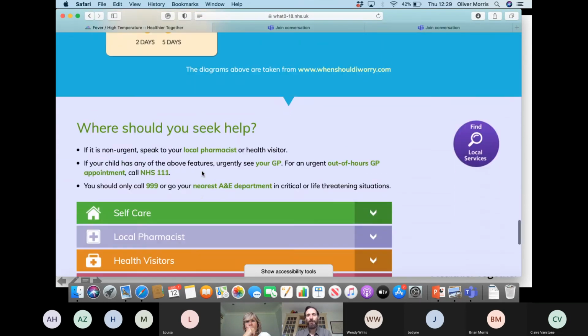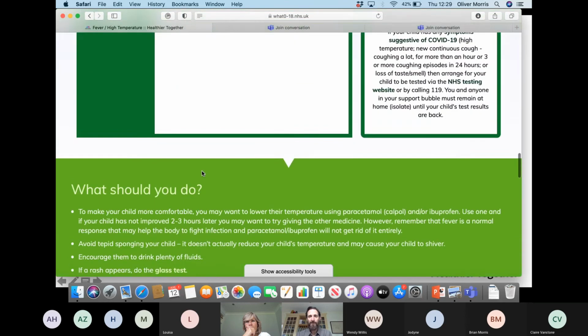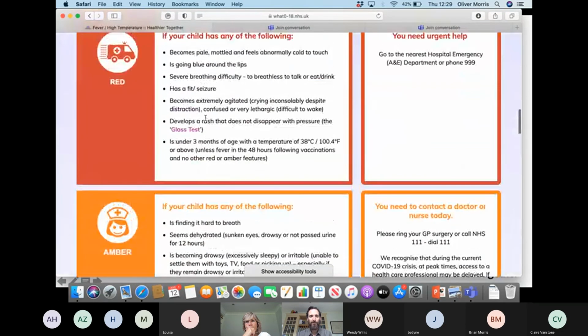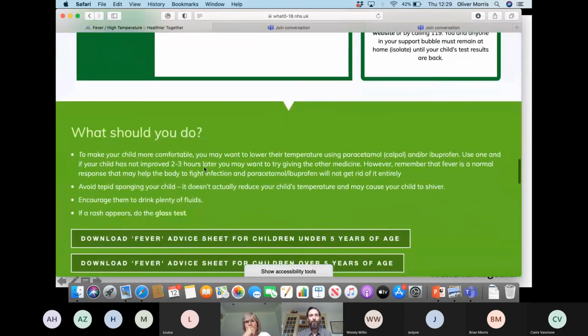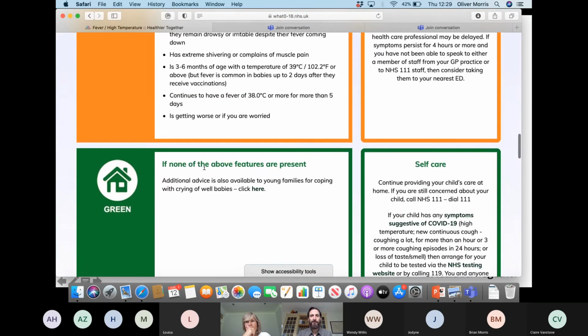So what we've tried to do is address those things that parents said they're interested in. They want to know that it's not serious, know what to look for that suggests it might be serious and how they should deal with that, and what they can do to keep their child as comfortable as they can be until they overcome that current illness.